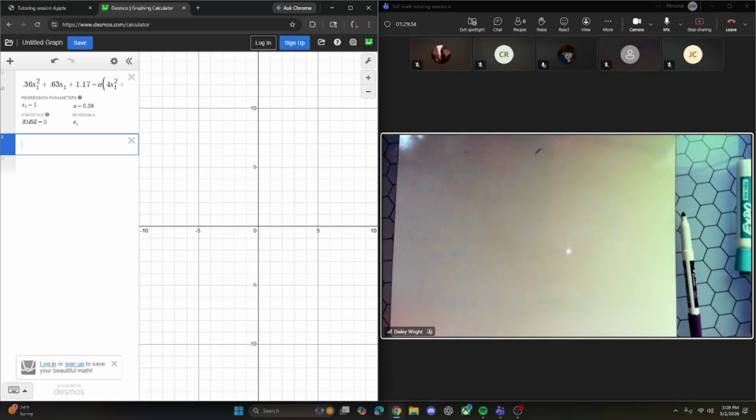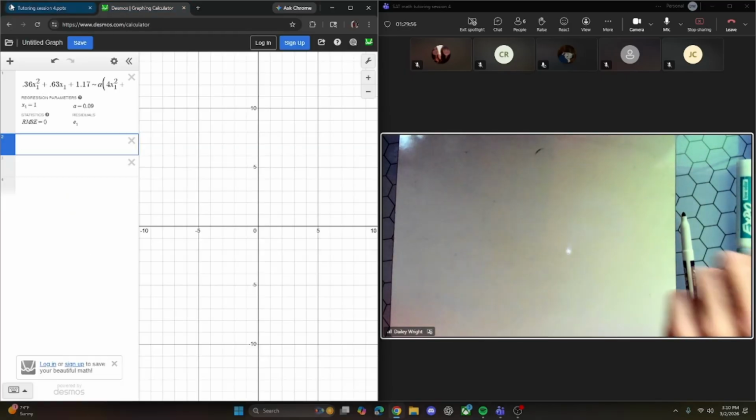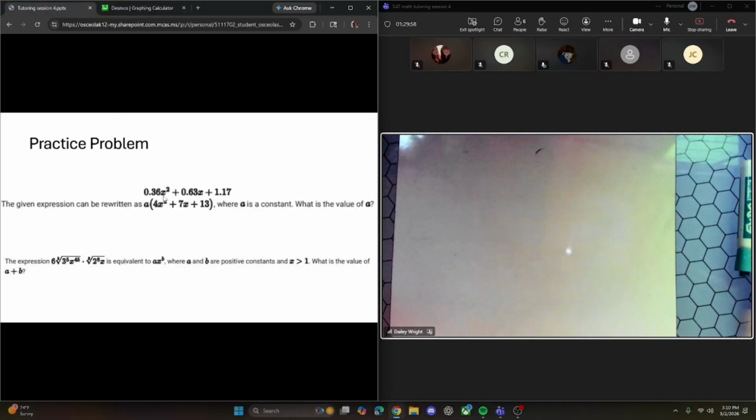I would personally do x1 equals, just in case it gives you something close, make sure it equals 0.09 for all the different variables you can list out. Make sure for multiple elements it is equal to 0.09. So a equals 0.09 is going to be your answer to this question.